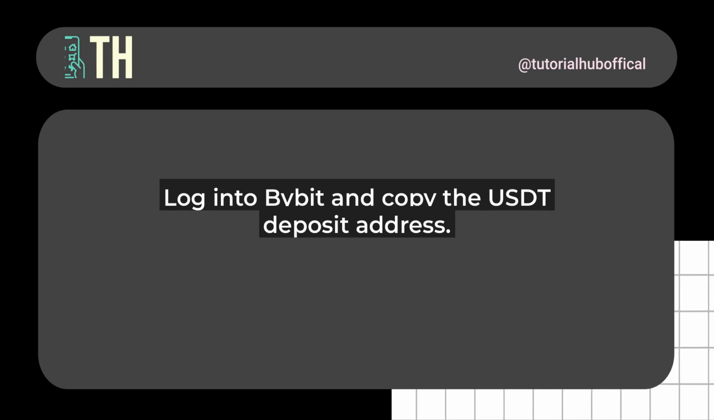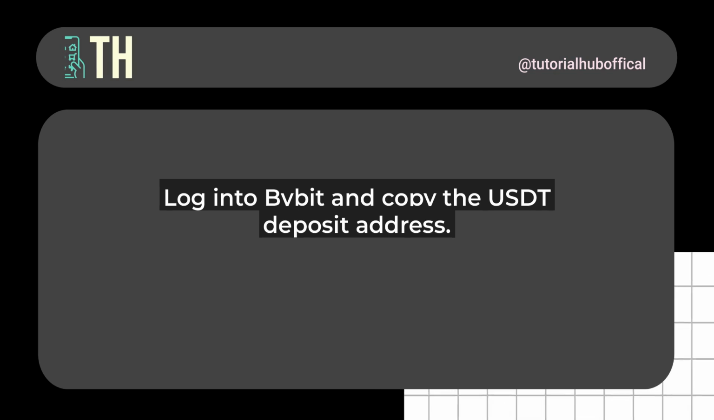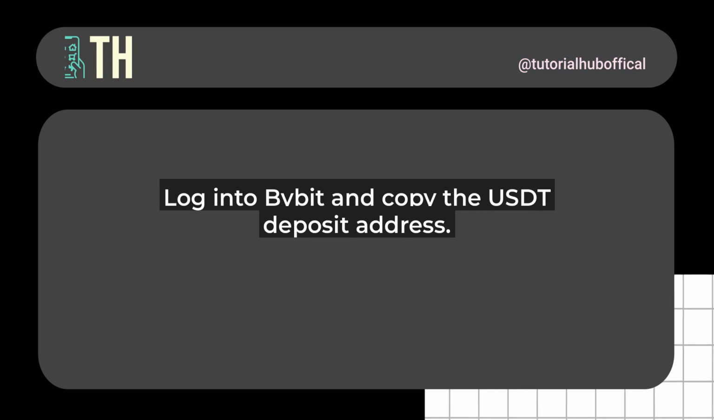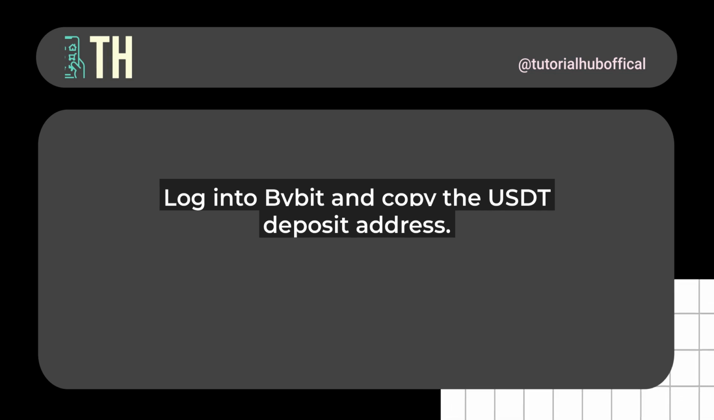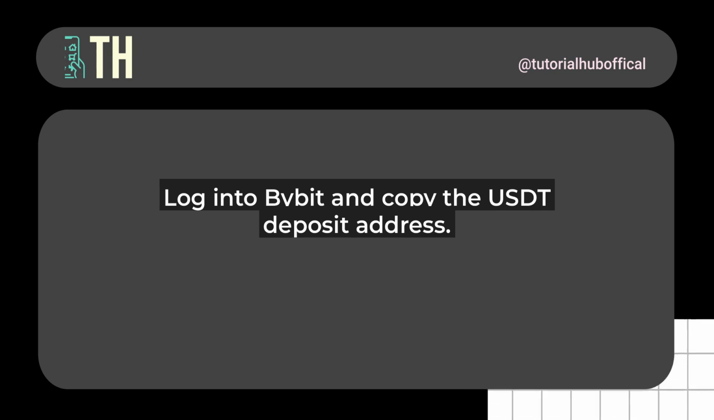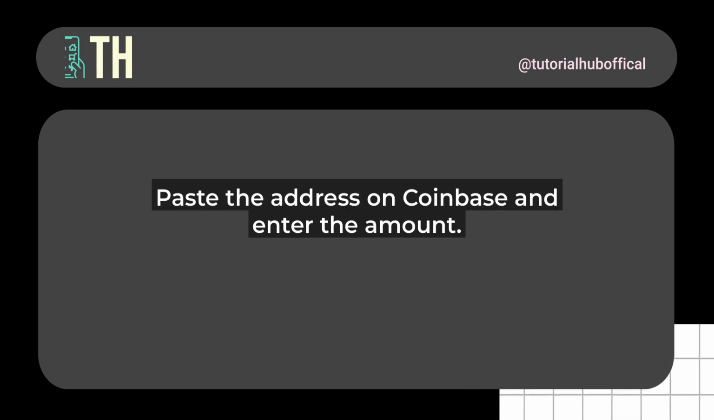Next, log into your Bybit account. Go to the Assets, or Deposit page, select USDT, and choose the same network you picked on Coinbase. Copy the deposit address provided. It's a long string of characters, so be careful not to miss any letters or numbers.